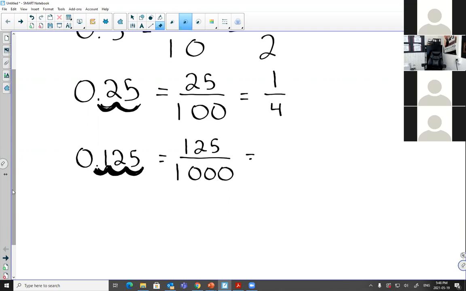And now we can reduce this. 125 goes into 1,000. What is it? 8 times? 1/8, is that right? Yeah, 8 times. Okay. Does that honestly make sense to most of you? Well, hopefully it does. Okay. Now let's do the example that's in the actual book.